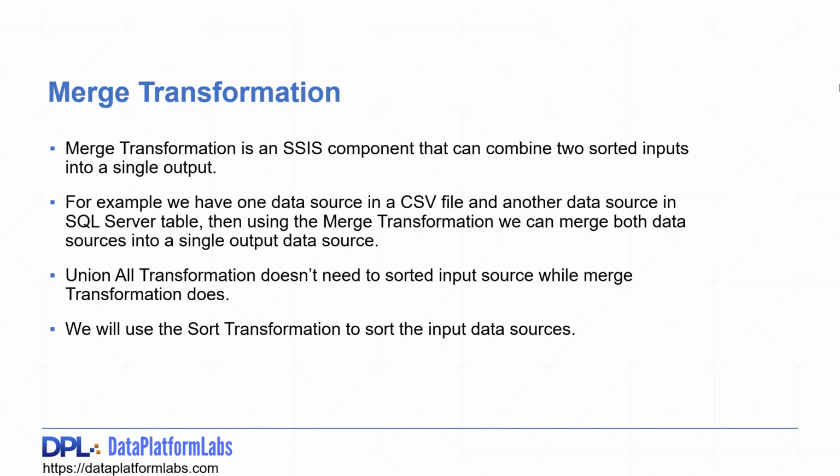Merge transformation is an SSIS component that can combine two sorted inputs into a single output. For example, if we have one data source in a CSV file and another data source in a SQL Server table, then using the merge transformation, we can merge data from both sources into a single output data source. Union transformation doesn't need the sorted input source, while merge transformation does. We will use the sort transformation to sort the input data sources.